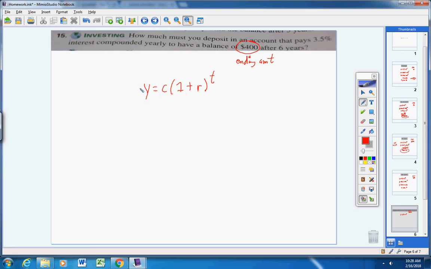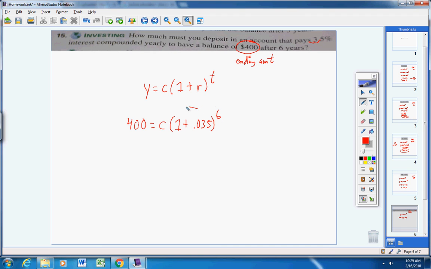Now, y is your ending amount or your balance. So, you know, students, you want to end up with $400, okay? Now, your starting amount is what you're looking for, and you're looking for C, okay? Over here, of course, we'll have 1 plus 0.035 because your rate is 3.5% with the decimal 2 places, and your t is 6.